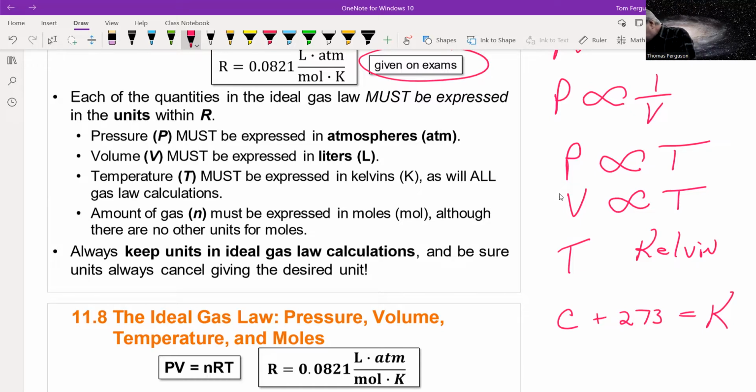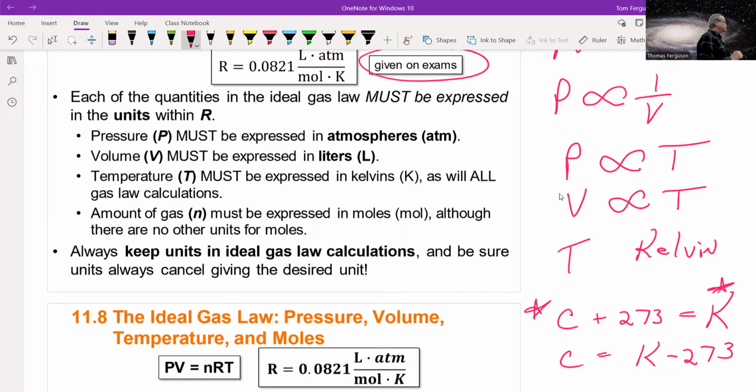So you need to know this. And of course that's also the same relationship. Notice one thing about all of these elements: volume is in liters, not milliliters, and temperature is in Kelvin.